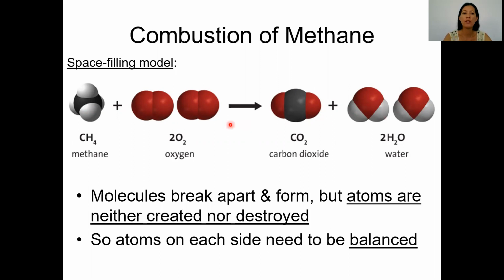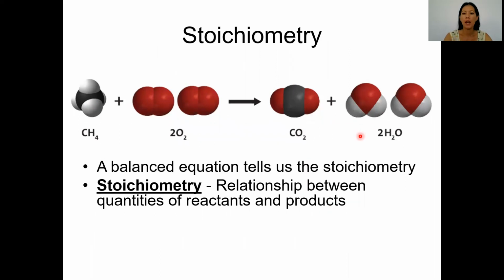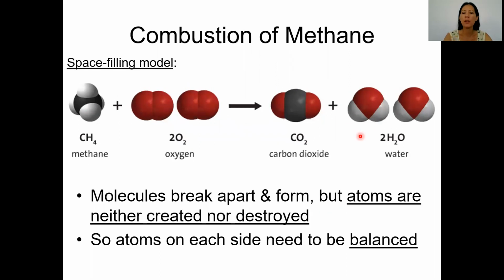So just notice the conservation of atoms of mass and the fact that atoms are neither created nor destroyed. So the number on the left matches the number on the right. And we've already talked a little bit about conservation of matter or mass. So this is key because we need to be able to balance equations if they're not already balanced for us.